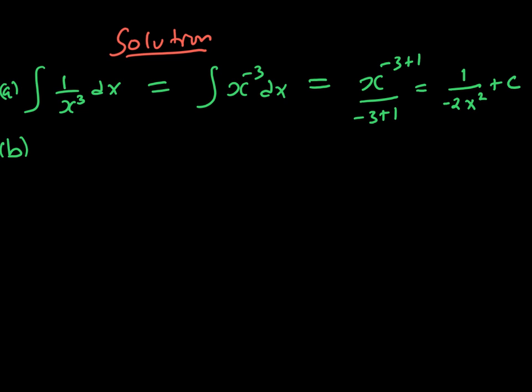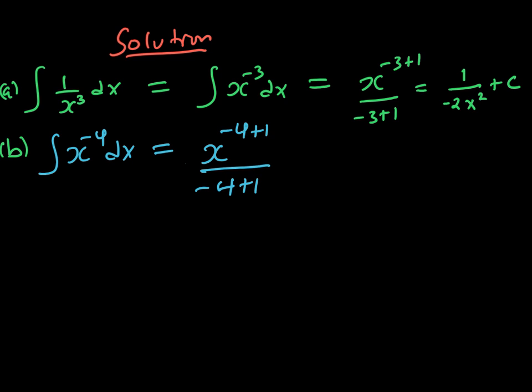B, they want you to integrate x to the -4 dx. This is much like the first one, just the integral of x to a power. Why do we repeat ourselves at this stage? Let's just write the answer. It is x to the -4 plus 1 over -4 plus 1, which is x to the -3 over -3. Using knowledge of indices, that is -1 over 3x cubed, plus a constant of integration.